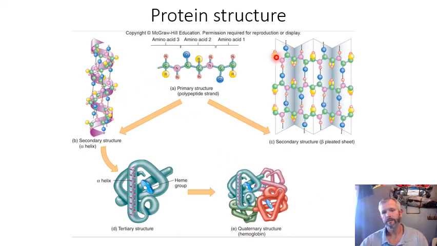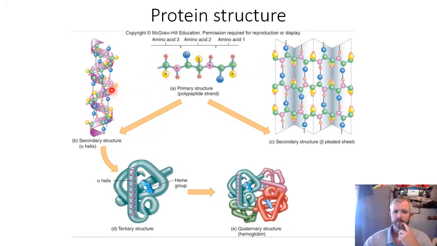And just a rundown of the structure. This gives you primary structure. Okay, just a strand of amino acids. Okay, how are the amino acids attached? In what order are the amino acids attached?